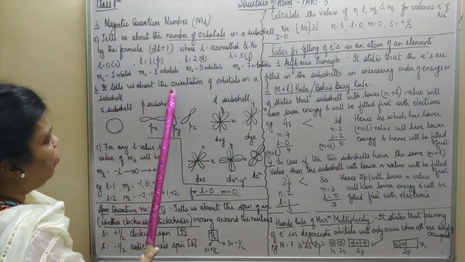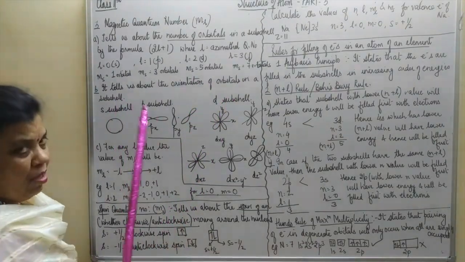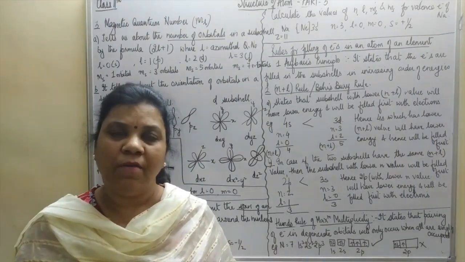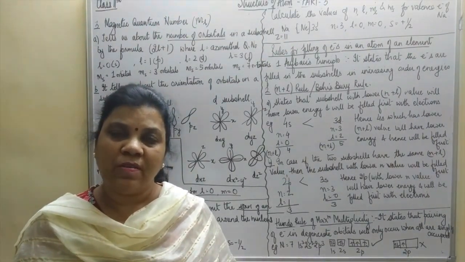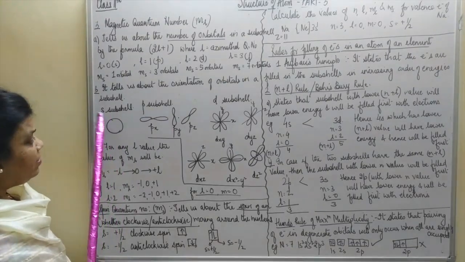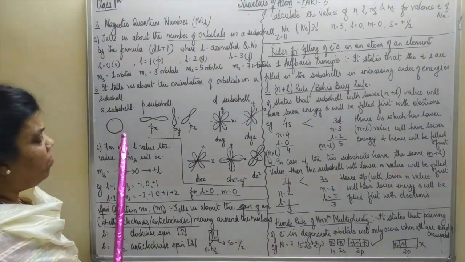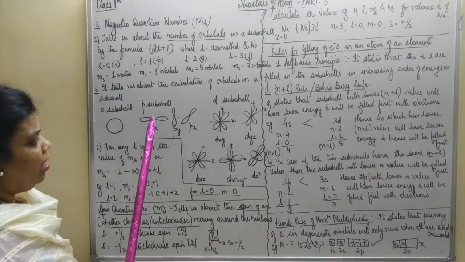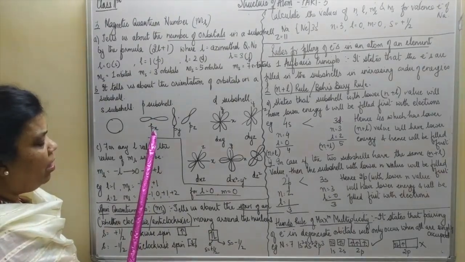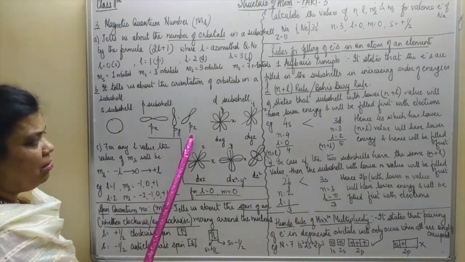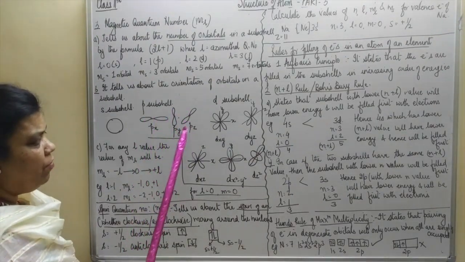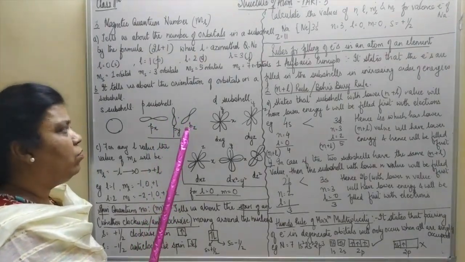Number 2, it tells us about the orientation of the orbitals in the subshell. Orientation means how these orbitals are aligned along different axes. This information is also given by the magnetic quantum number. How? Let us see. S subshell, which is spherical in shape, has only one type of orientation. P subshell, which is dumbbell in shape, has 3 different types of orientation: one along the x-axis, another along the y-axis, and third along the z-axis. That is Px, Py, Pz.